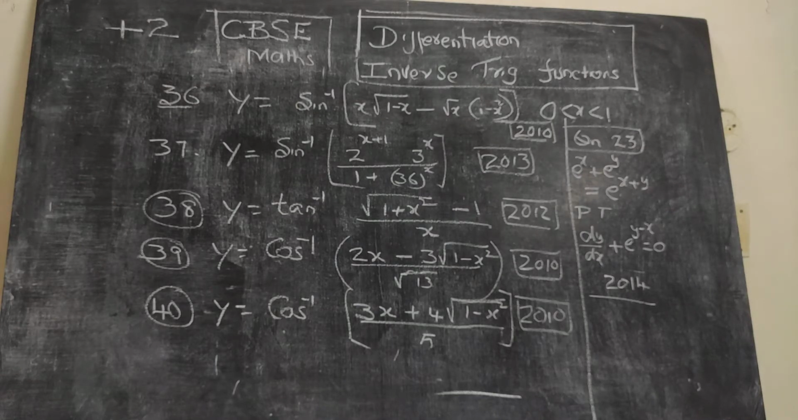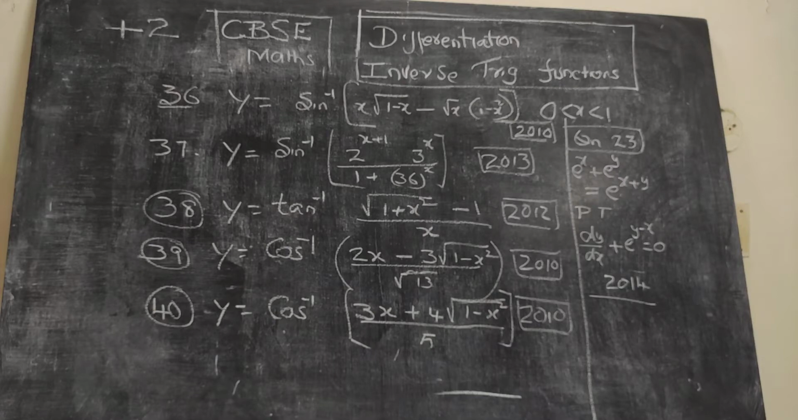Plus 2 CBSE Maths Differentiation. We are continuing inverse trigonometric functions. In the earlier videos, we have covered 35 sums and explained the chain rule, how to differentiate implicit functions and inverse trigonometric functions. Besides NCERT, the questions asked in previous years were also discussed, and today we are going to see some 5 problems.